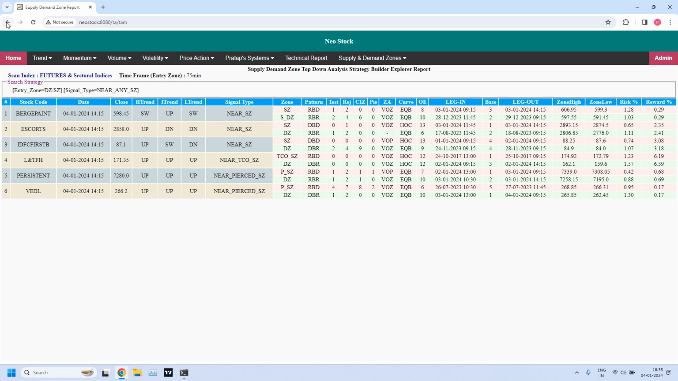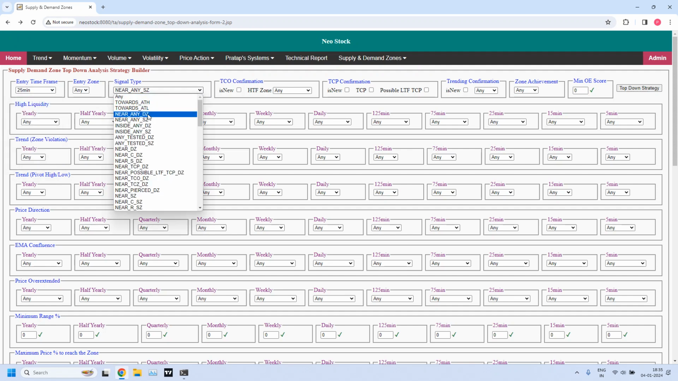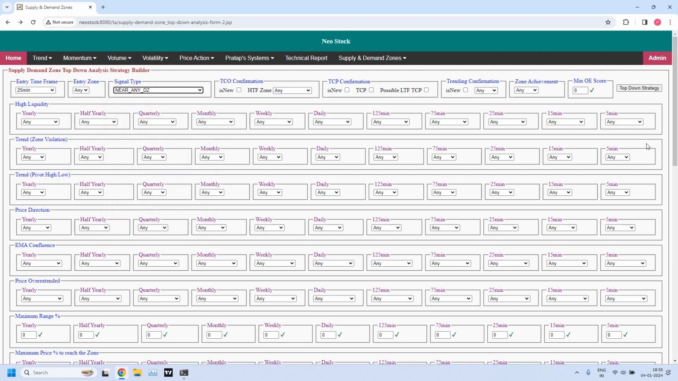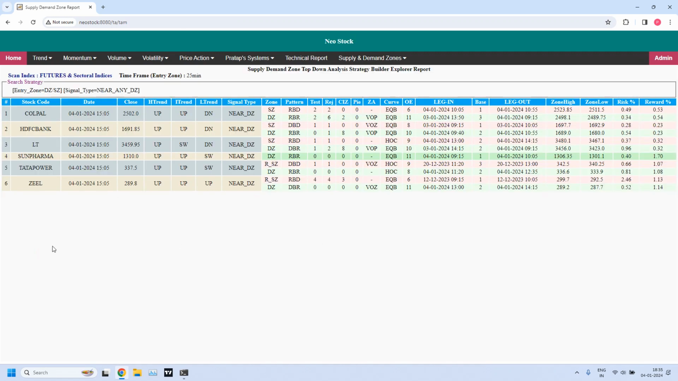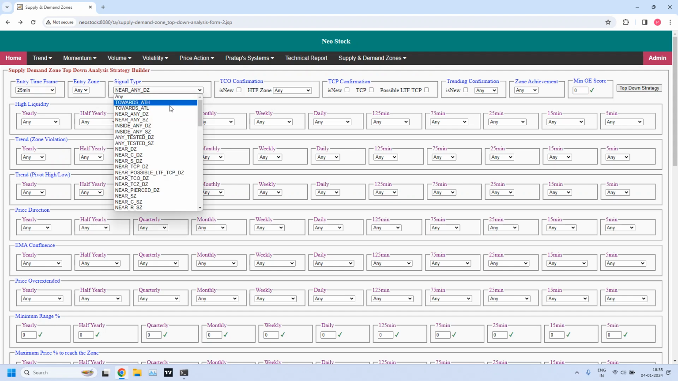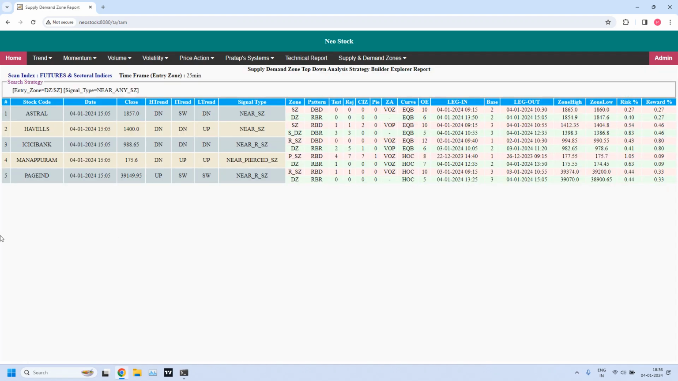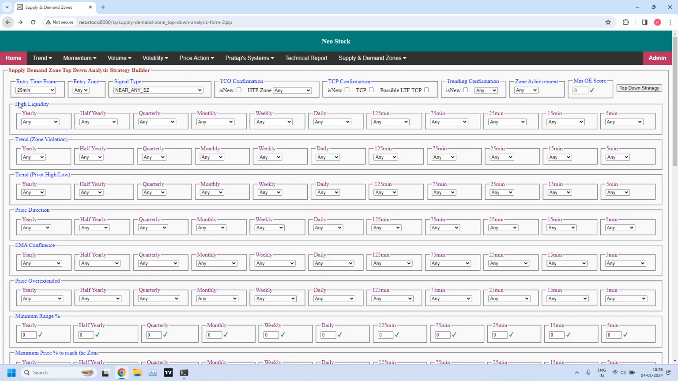Okay, now let's go back. Entry time frame is 25 minutes. Let us find the stocks near 25 minutes demand zone. So 6 stocks are filtered. So let's go back. Now entry time frame is 25 minutes. Let us find the stocks near 25 minutes supply zone. 5 stocks are filtered. Let's go back.